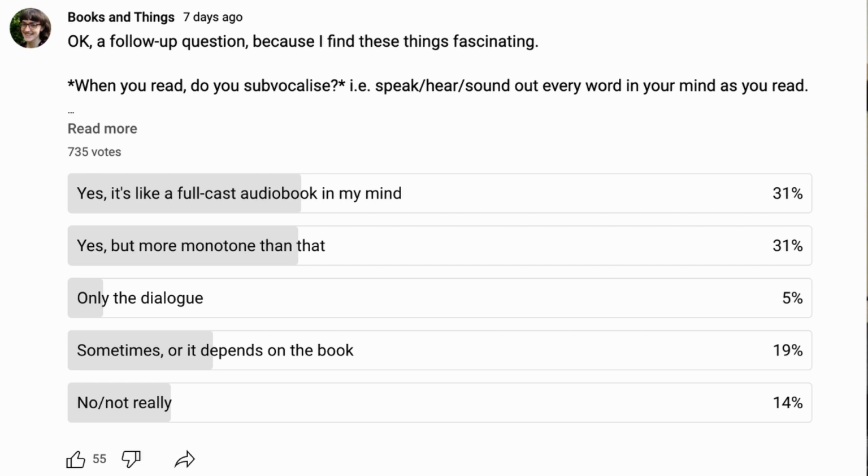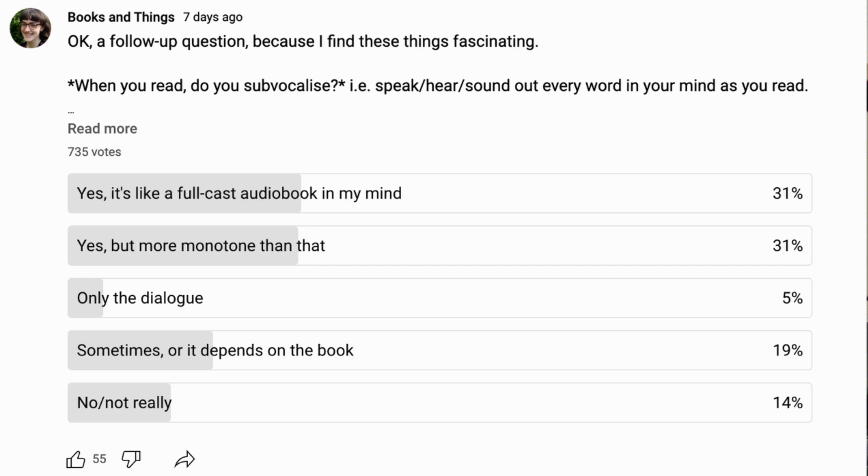So 62% of people said that they subvocalize most of the time when they read, kind of split half and half between people who said it was like a full cast audiobook in their head and people who said that it wasn't. Lots of people did say in the comments as well that it was somewhere in between, and I feel like mine is somewhere in between. When I write, it's like a full cast audiobook. When I read, sometimes it is, but sometimes I just put on a different voice for a character rather than a full cast audiobook. It kind of depends.